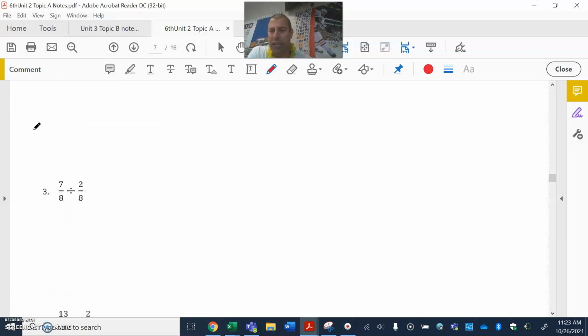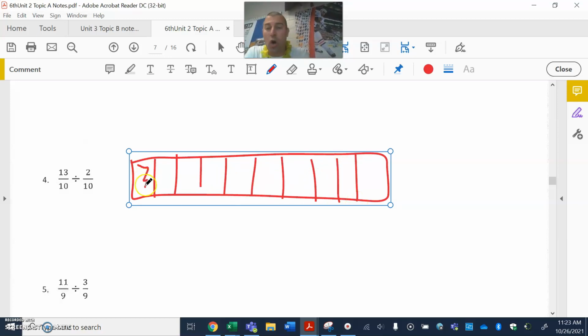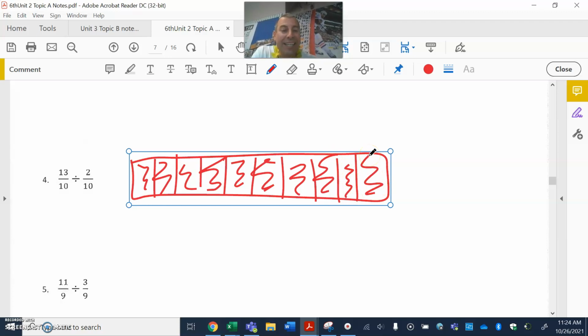That 3 is a good one to look at. Wait, found a better one, number 4. 13 tenths. The reason why this is a better one is because it's an improper fraction. So I've got 1, 2, 3, 4, 5, 6, 7, 8, 9, 10 boxes. If I shade all of them in, that's 1 whole. But I need more than 1 whole. I need 13 tenths. So that's 3 more boxes. So in an improper fraction, they're all going to be shaded because it's greater than 1.